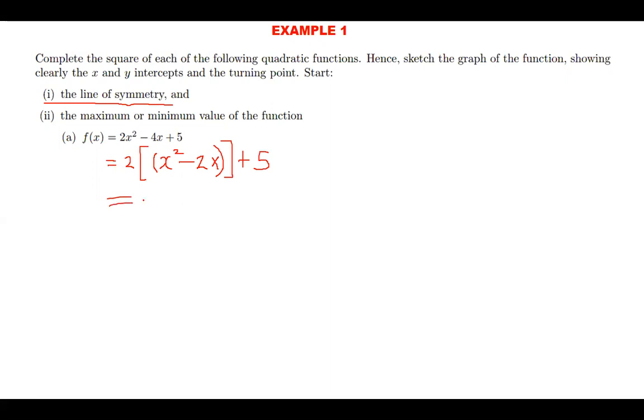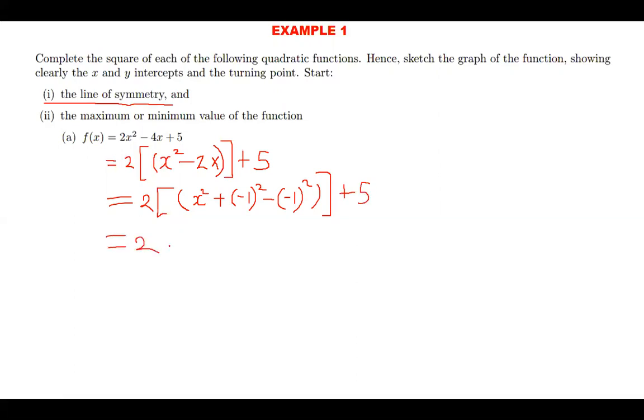So the next step here would now just be to find half of this negative 2. What is half of that negative 2? Half of negative 2 is just negative 1. And then this, you square it. Then you say minus the same thing again, you square it, like that. So you can put another bracket there and then close, then plus 5.